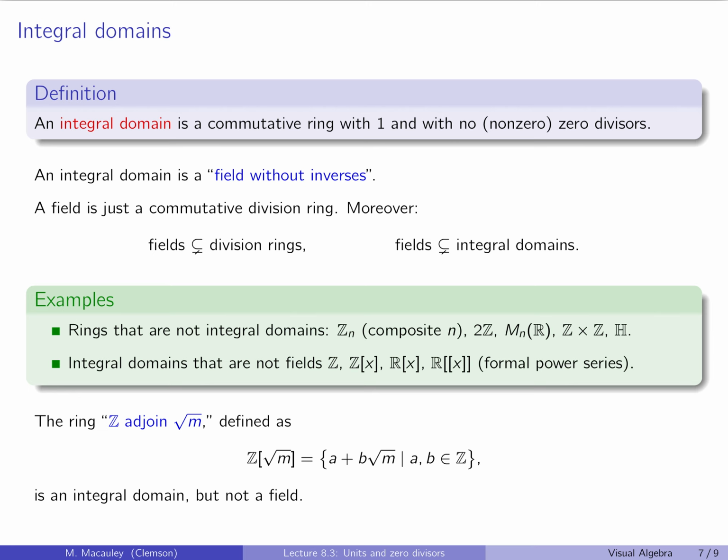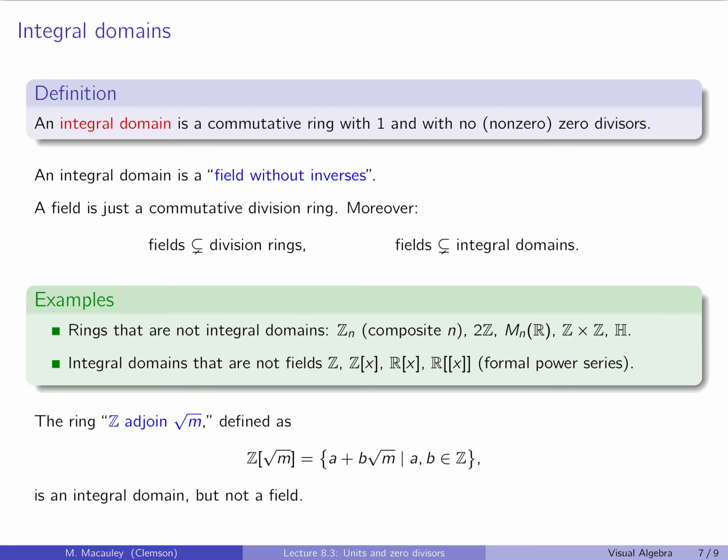So Z adjoined root M is the set of all a plus b root M, where a and b are integers. This is an integral domain, but it's generally not a field. For example, it contains the integer 2, but it does not contain its multiplicative inverse, 1/2.